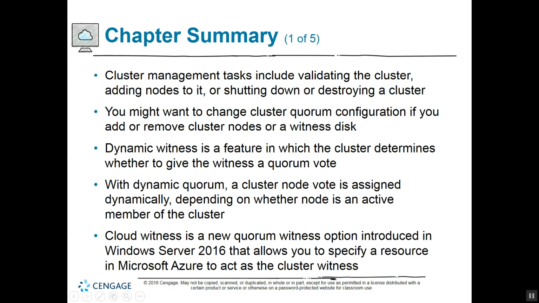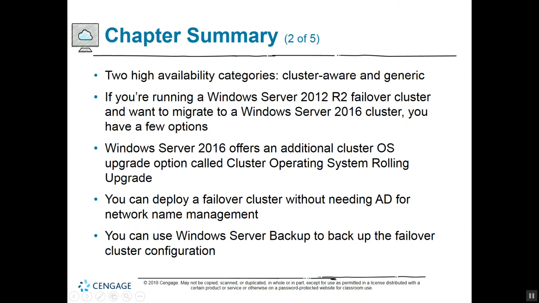Okay. Cluster management tasks include validating the cluster. You might want to change cluster quorum configuration. Dynamic witness is a feature in which the cluster determines whether to give the witness a quorum vote. Cloud witness is a new quorum witness option introduced in Windows Server 2016. It uses Microsoft Azure. You can deploy a failover cluster without needing Active Directory for network name management. You can use Windows Server Backup to back up the failover cluster configuration.